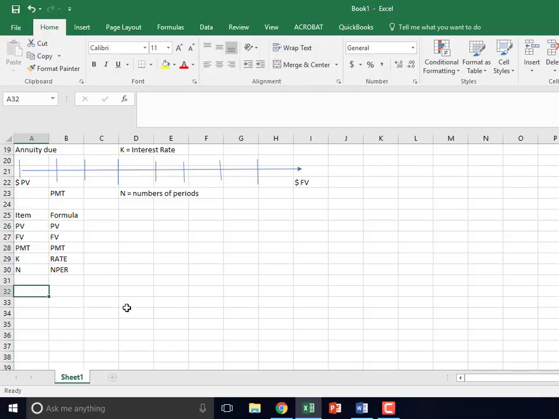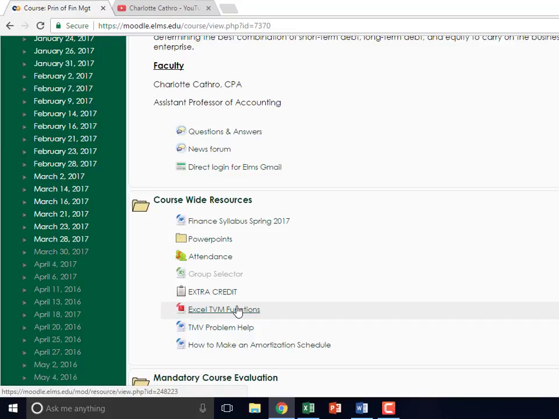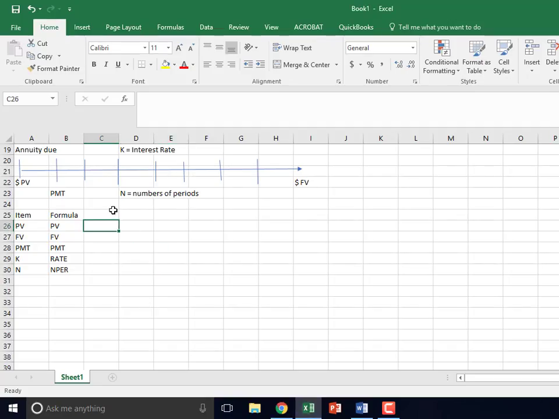Okay, so here's an example. Let's do an example of each one of these. Also, I just want to let you know, on Moodle, there are 2 things that are going to be helpful to you. In this course-wide resources, there are some documents. One that is a PDF that summarizes these Excel functions. There's a Word document with some problem help on those problems. And then there's another one when we come up with some amortization schedule problems. There's a Word document here on how to make one of those schedules. We'll talk about that.